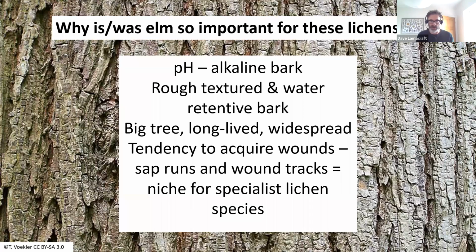So there's a lot of them about, and it has this tendency to acquire wounds, and you get these kind of interesting little niches for specialist species like the sap groove lichen, where the tree might lose a limb, and you get a sort of nutrient run down the trunk.